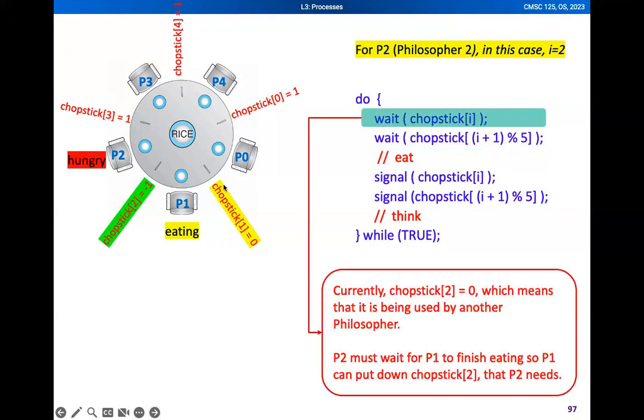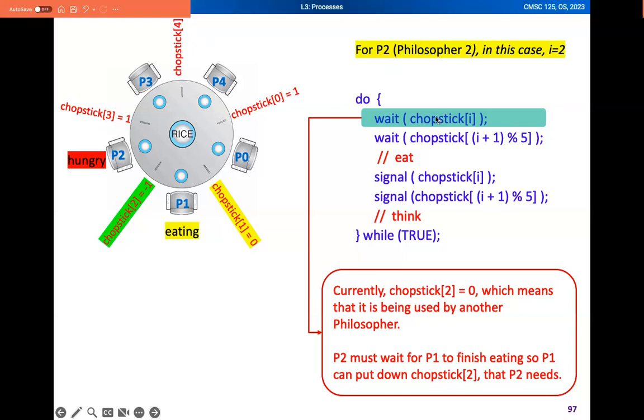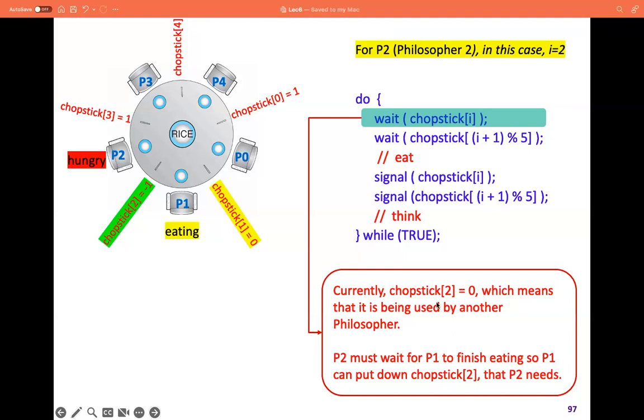Okay, so assuming that philosopher 2 also got hungry. P2 tries to pick up the chopstick on its right, which is chopstick of 2. But chopstick of 2 is equal to 0, which means that it is being used by another philosopher.